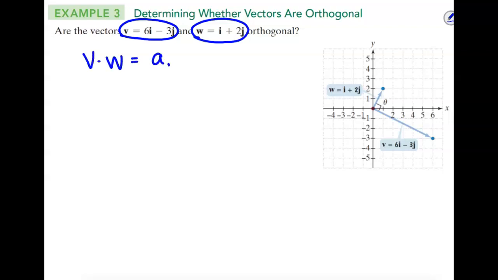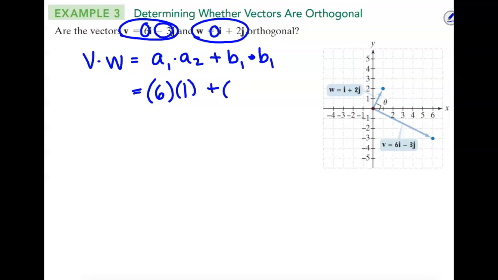So we're going to take a sub 1 times a sub 2 plus b sub 1 times b sub 2. So here's a sub 1, which is 6. Here's a sub 2, that's 1. Here's b sub 1, -3. Here's b sub 2, which is +2. That should be a 2 there. All right.